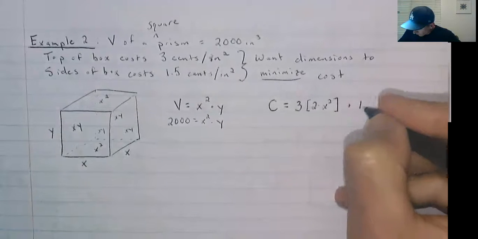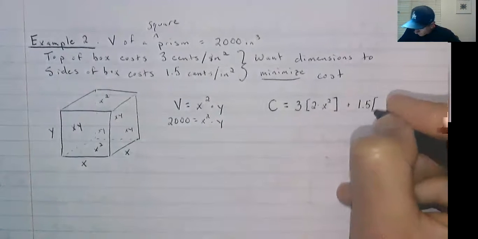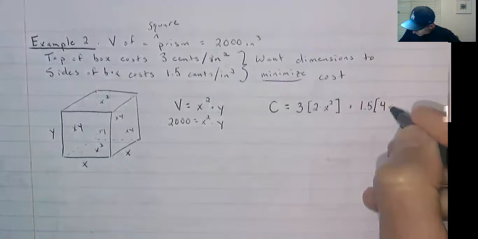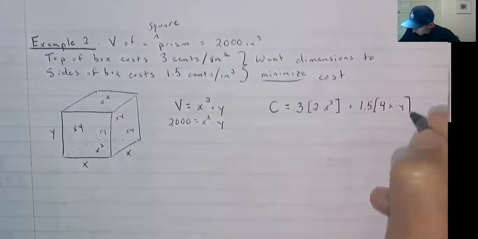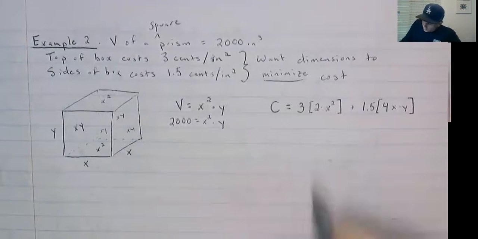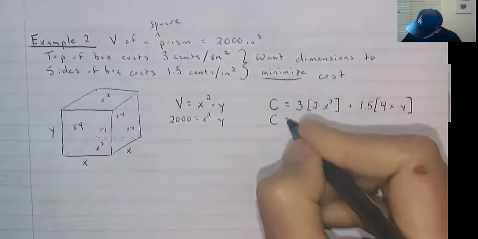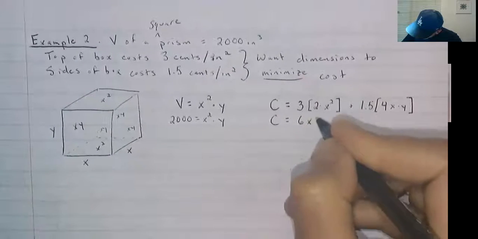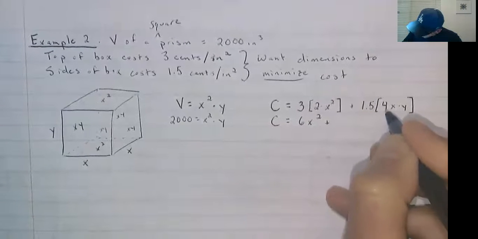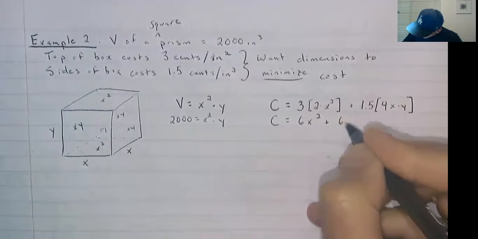Plus 1.5 times 4 of those side panels whose areas are each xy. Okay. So our cost then is going to be 6x squared plus 1.5 times 4 is also 6xy.